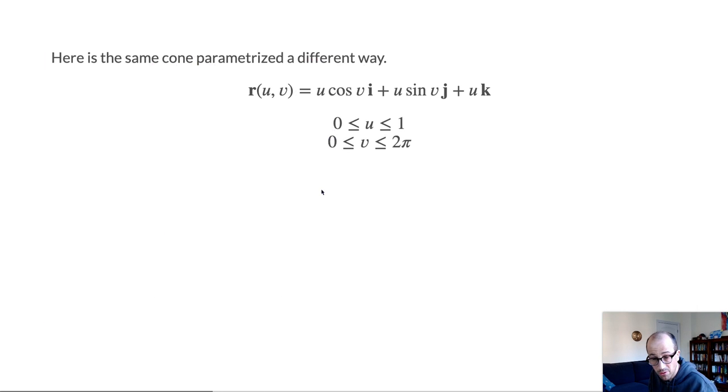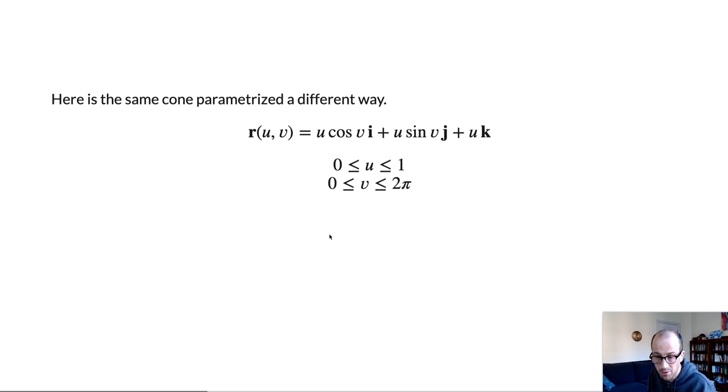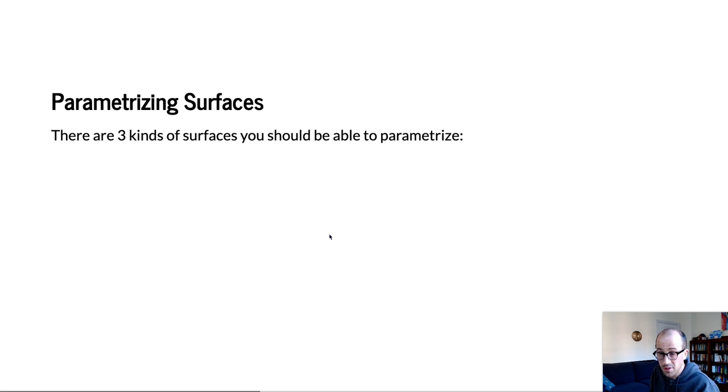So again, I'll show you. Here's one parameterization where we got a grid where u and v are perpendicular, rectangular, rectilinear, I suppose. And here, u and v are playing the role of polar coordinates. Okay, all right, but those are just examples. Let's be more specific about what I expect you to be able to do.